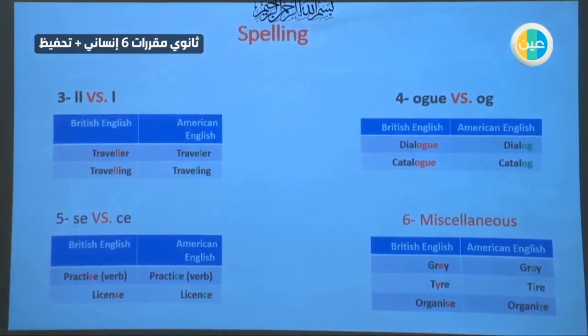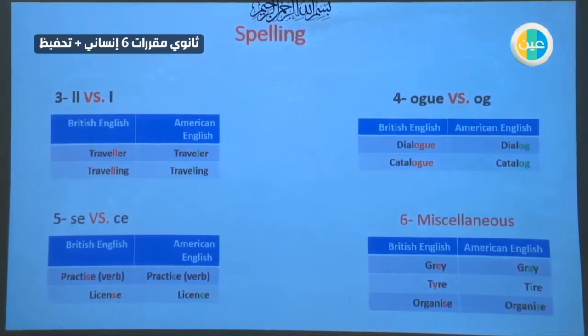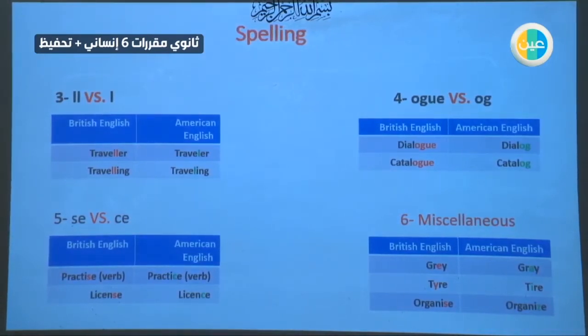So, like we have here grey, British English with E, American English with A. Tyre with Y, and American English with I. Organise with S for the British English and Z for American. Is this everything for the spelling equivalents between British and American? No, there are many others, but we will concentrate on what you have in your book, and you can check it. Go do your research and you will find other examples.